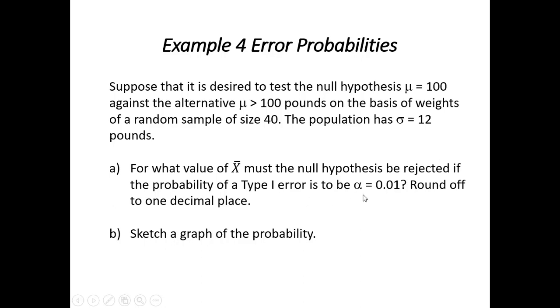So here we're given the alpha probability and we're asked for the x bar. You could see how it's just sort of the inverse of example 3. In example 3, we were given a value for x bar and we were asked to calculate alpha. And then just for further clarity, part B asks us to sketch the graph of the probability.